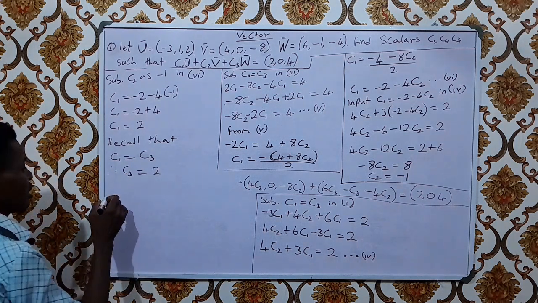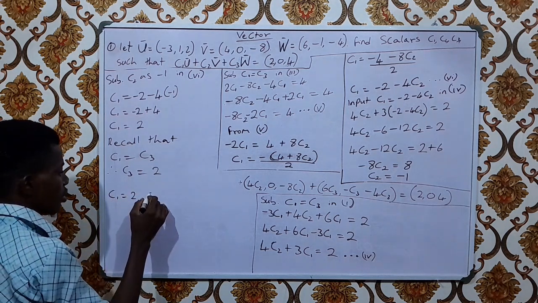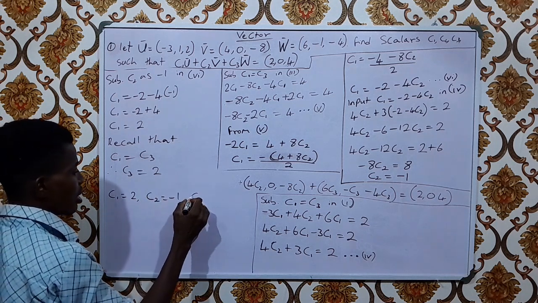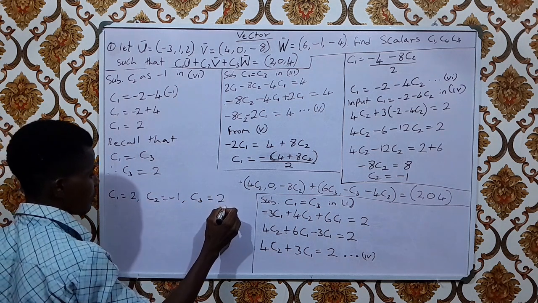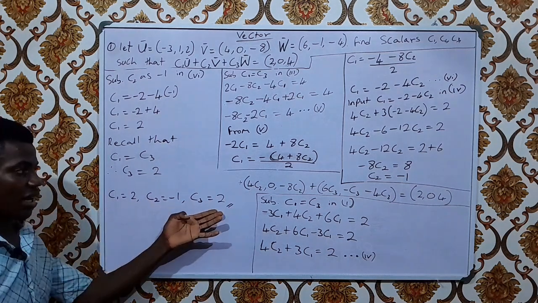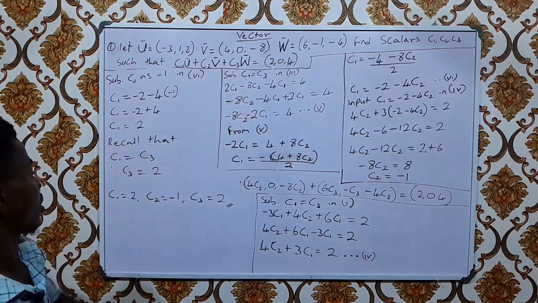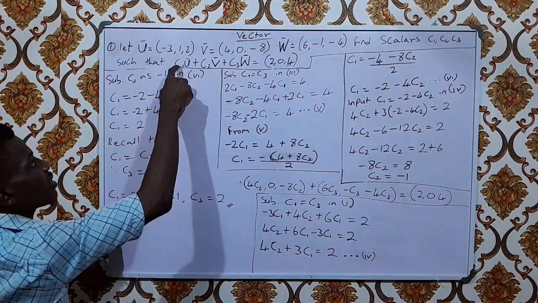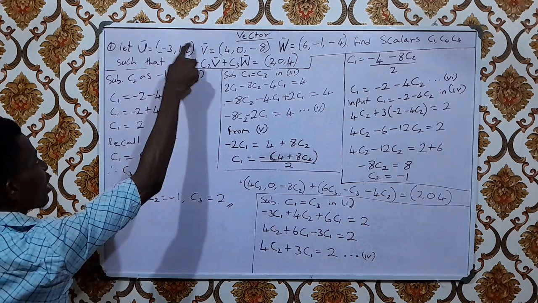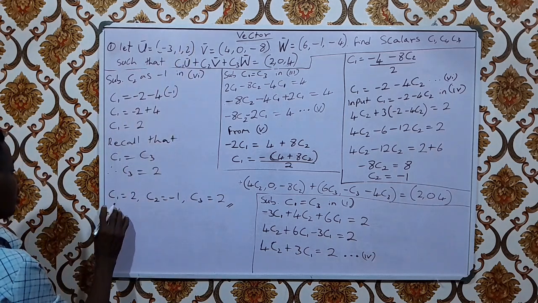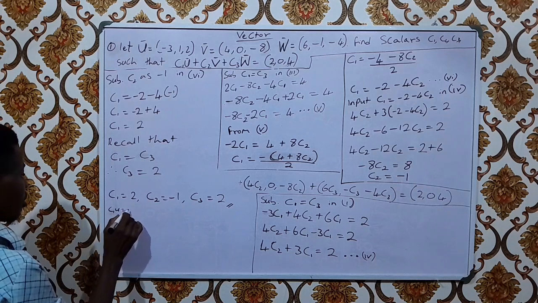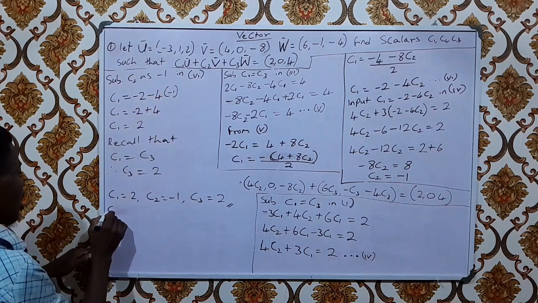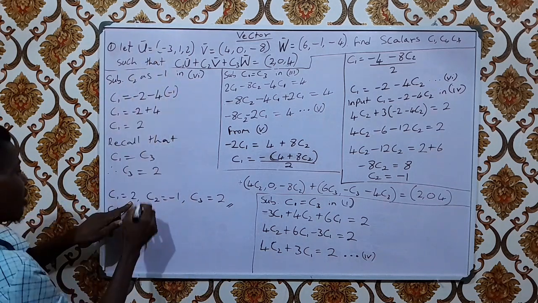Our scalars now are C1 equals to 2, C2 equals to -1, and C3 equals to 2. This is our answer. Now, if you want to check that this is true, let's take it out. We are going to use 2 to multiply everything here. Let us go straight and write C1 times the first vector now is equals to 2 times -3, which gives us -6.